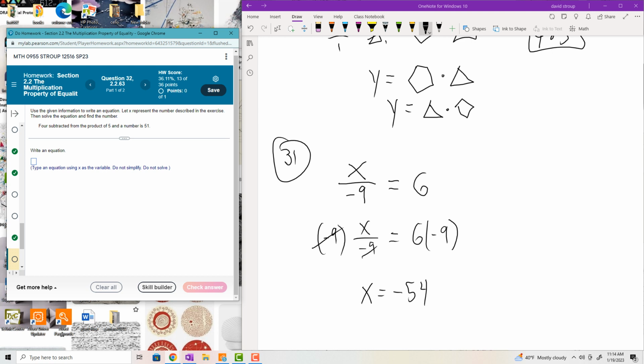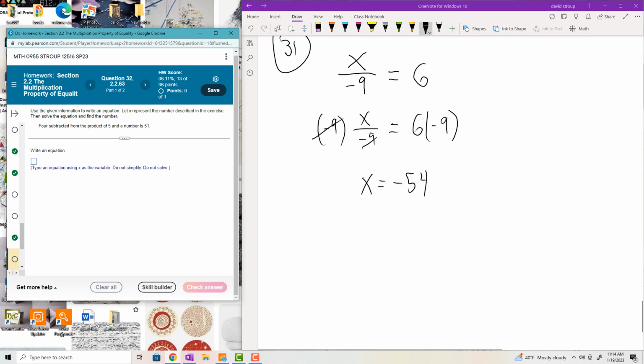This is just a number one of those. This is one of the weird ones. Be careful. 4 subtracted from the product. So you're not going to write 4 minus 5x or anything. You have to write 5x minus 4, right? Let me make that clear. It says 4 subtracted from the product of 5 and a number.